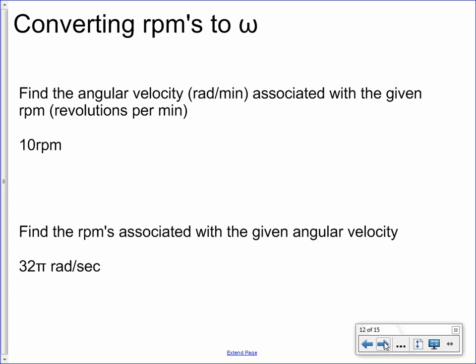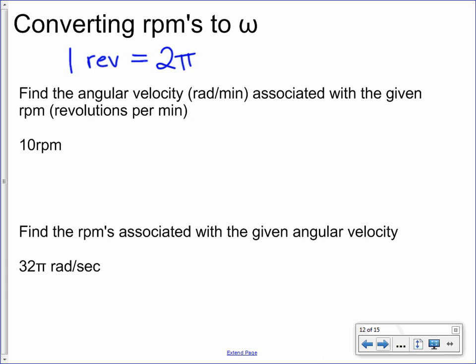Minutes to seconds, that's an easy conversion. What about a revolution and a radian? How many radians per revolution? Let's talk about one revolution. One revolution would be the same as how many radians? 360 degrees, but we need it to be in radians, so 2 pi. One revolution is the same as 2 pi radians. So that's the conversion that we're going to need.